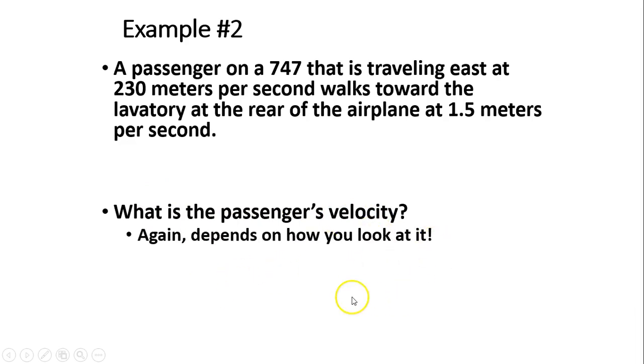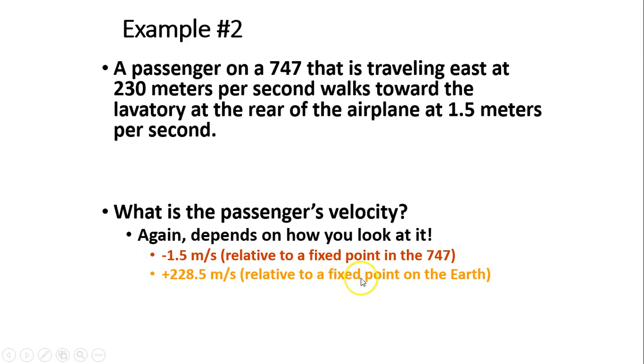So again, it depends on who is looking at the passenger. If I was another passenger sitting on the plane, then this passenger would be moving at a negative 1.5 meters per second because he's going backwards. However, relative to somebody on the earth, if I look up and measure, his speed would be 228.5 meters per second because he's going backwards and the airplane is moving forward. So he's moving slightly slower than the airplane.